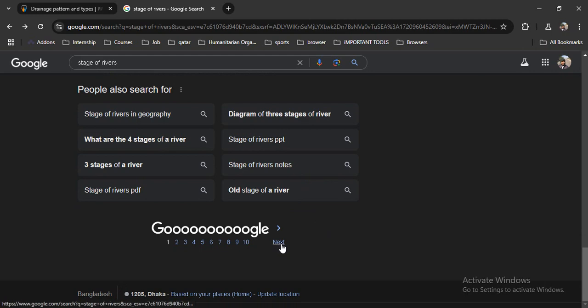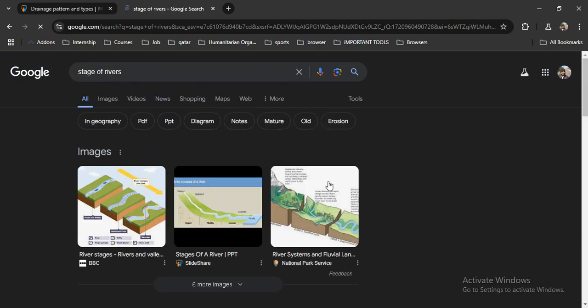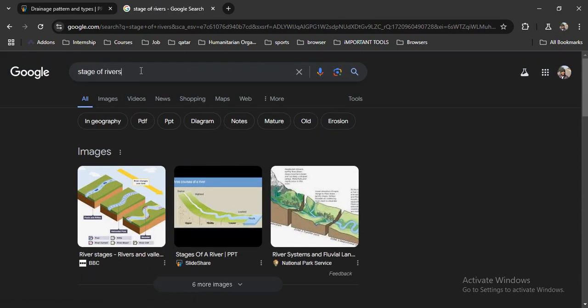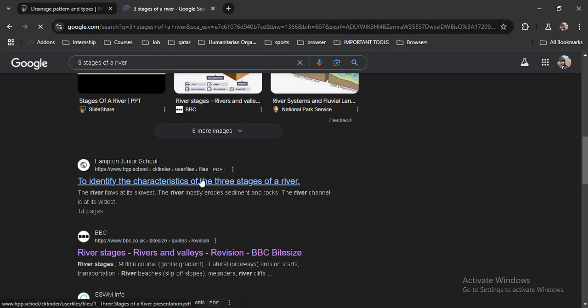What else does it have? Three stages of a river. Good to see. This is another school, Hampton Junior School. Let's see if they have good illustrations. Then it will be good to read. Otherwise, it's not. Okay, it's coming. Come on, man. I don't want to see this one once again.